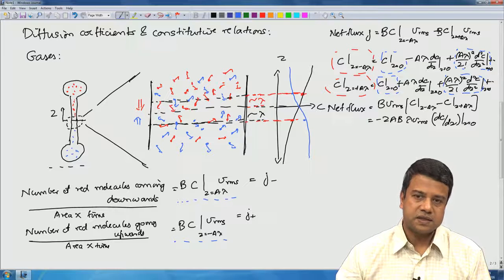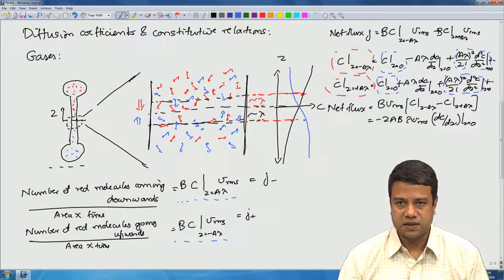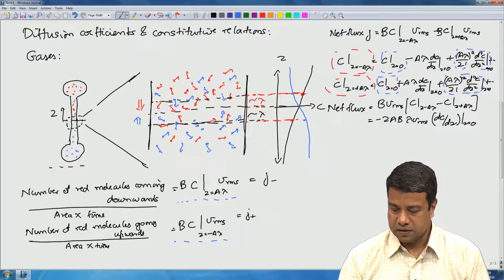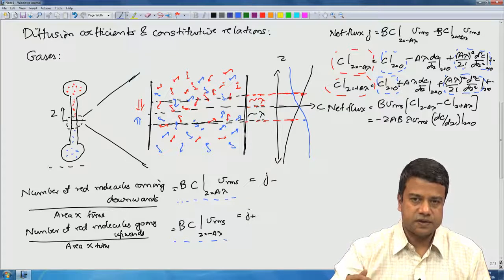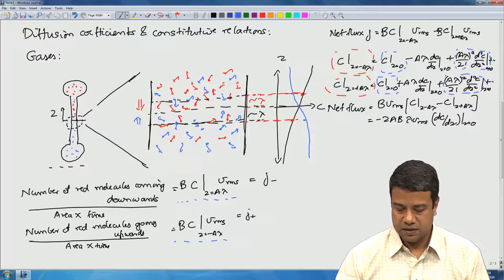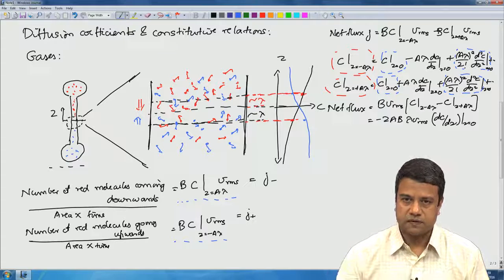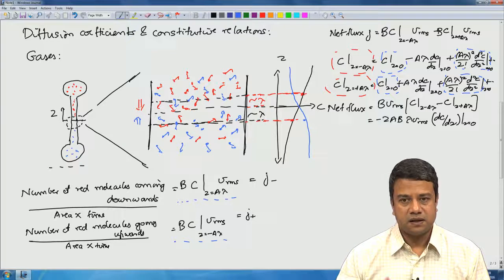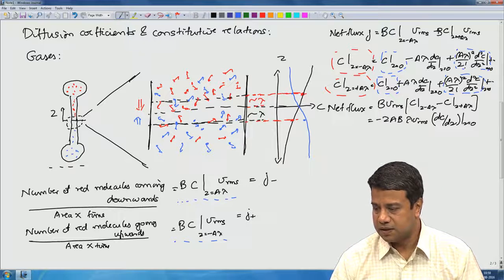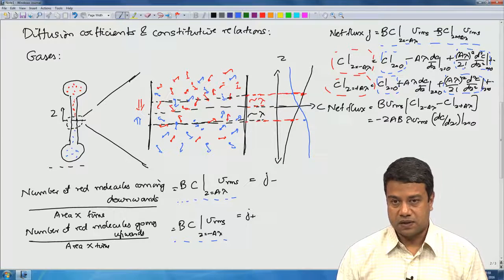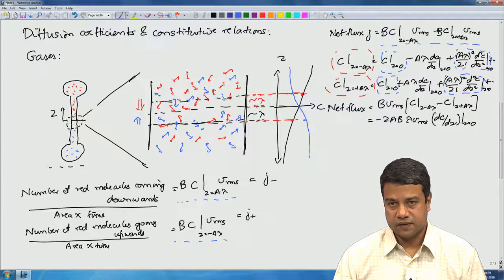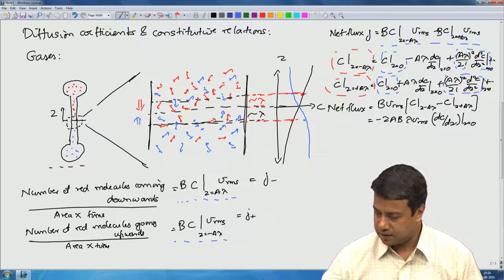It tells you what is the average distance above or below the surface from which these molecules originate. So, the flux downwards is equal to B times the concentration at the location above the surface times the root mean square fluctuating velocity. Flux upwards is equal to some constant times the concentration at the location below the surface times the fluctuating velocity. Net flux is the flux going upwards minus the flux going downwards. So, I had written that as the concentration at two different locations times the root mean square fluctuating velocity, the difference between these two.